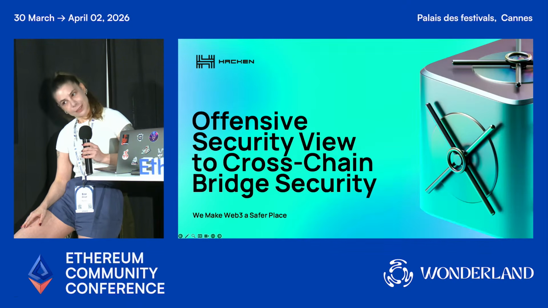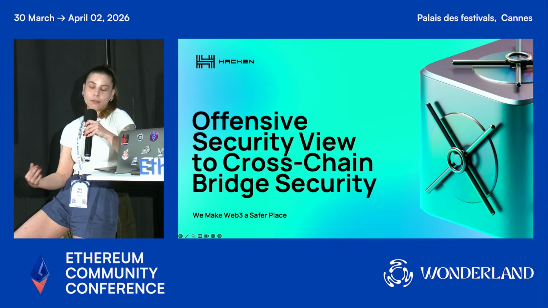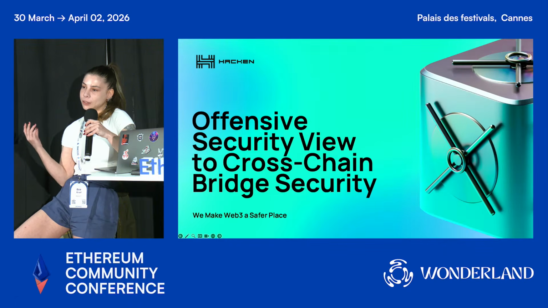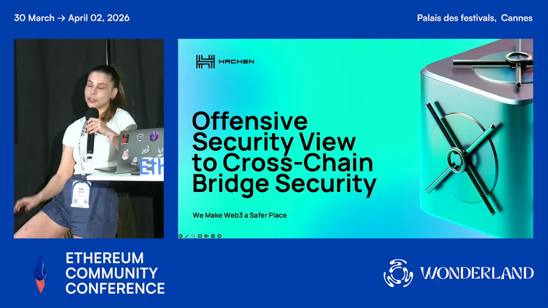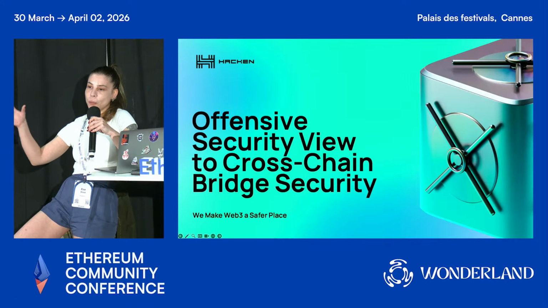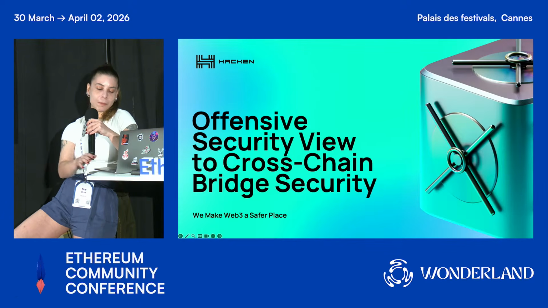And the most interesting part is that most breaches were not caused by smart contract vulnerabilities. They happened somewhere else: in APIs, in the validator operators, and the network infrastructure, in what we call the Web 2.5 area. It's a gray zone where Web 2 meets Web 3.